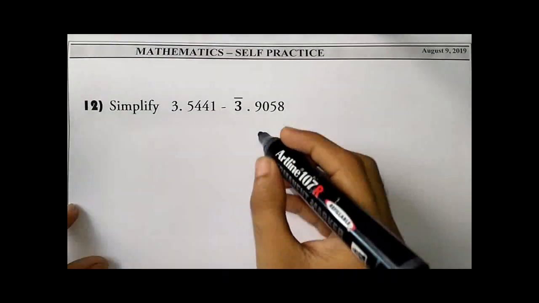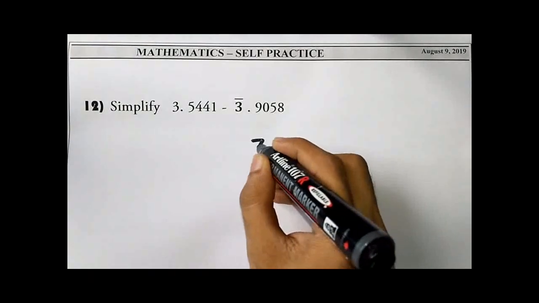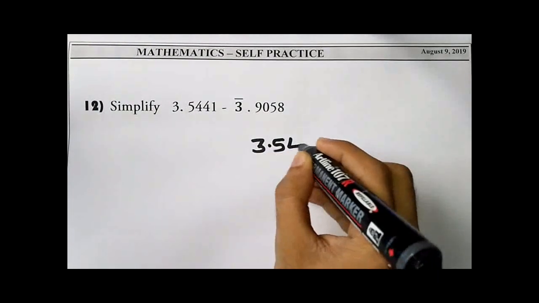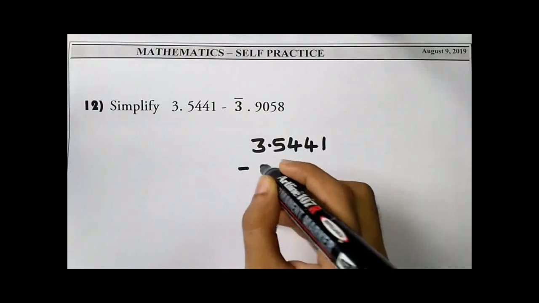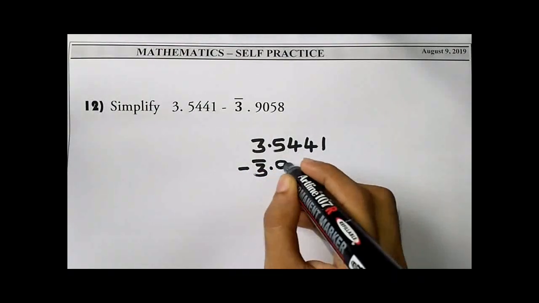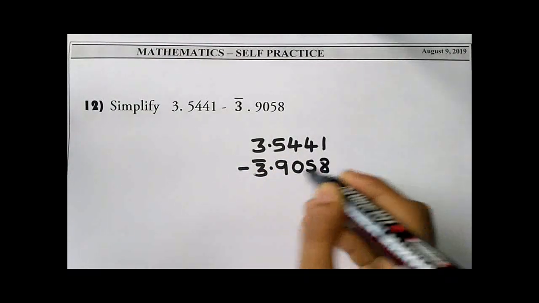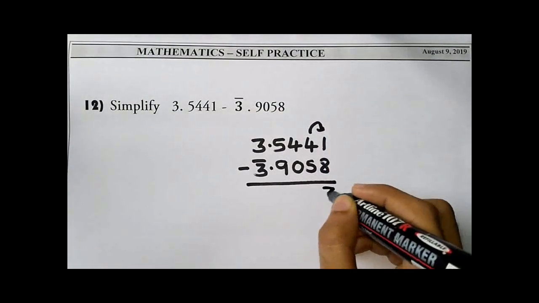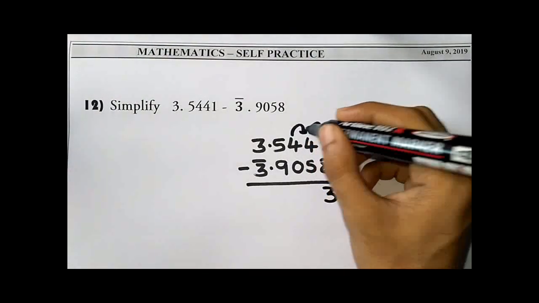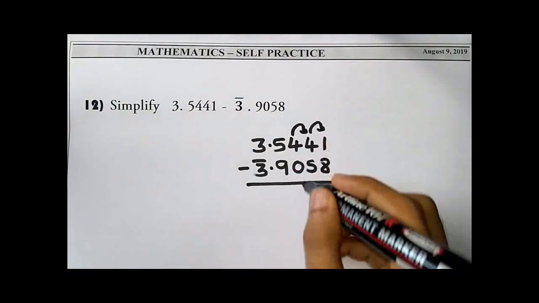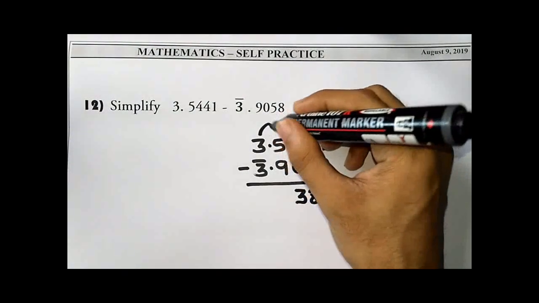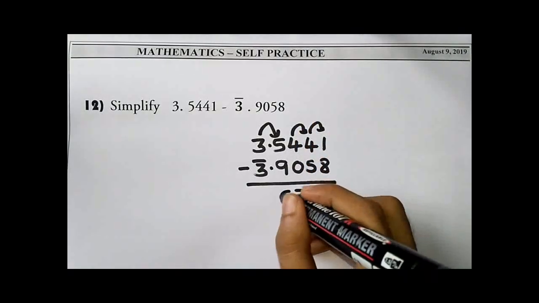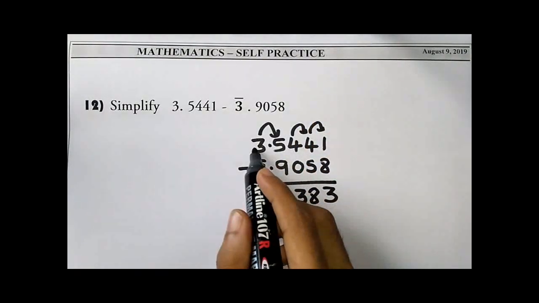It's related to logarithm, and they are asking us to simplify this. So 3.5441 minus 3 bar 0.9058. So we'll borrow 1. 11 minus 8, yes, that's 3. And here again we have to borrow 1, so 13 minus 5, 8. And 3 minus 0, it's 3. We'll borrow another. 15 minus 9 is 6. And 2 is remaining there.